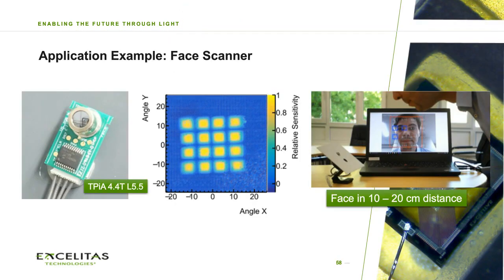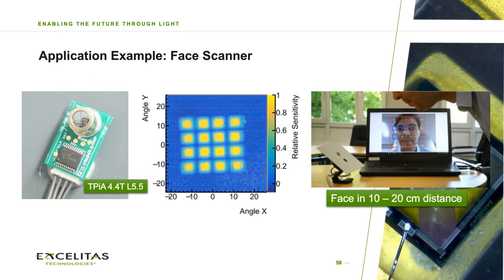So I give you an example. Here for a face scanner application, I show you a 4x4 pixel sensor. It's the TPIA 4.4 TL5.5. The L5.5 is the focal length of this lens, which is put in front. And with multiple pixels, you must use a lens in order to have a projection of the picture at the focal plane. This projection of the picture you can see here as an angle X and angle Y projection, and you can see the intensities which are picked up by the individual pixels, so the 4x4 pixels.